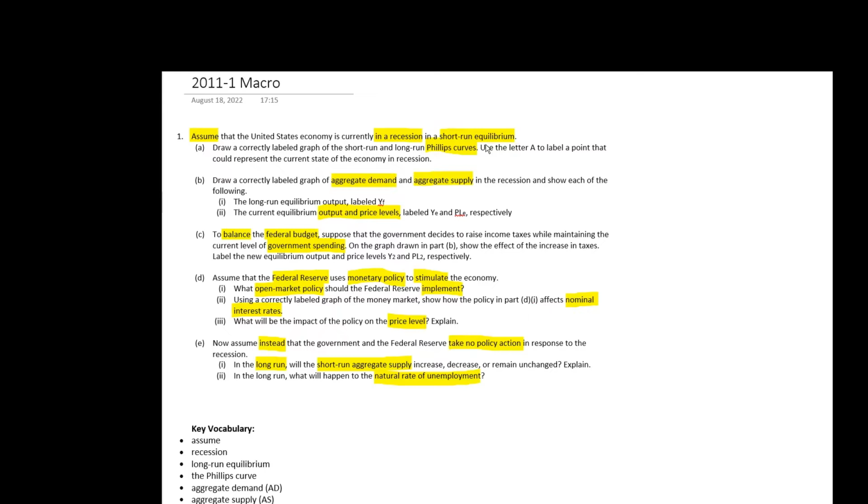We're going to look at the 2011 number 1 macro question today. It is a 5-part question. It's quite long, and we're going to look at 3 different graphs: the Phillips curve, the ADAS, and the money market. It's a fairly long question.